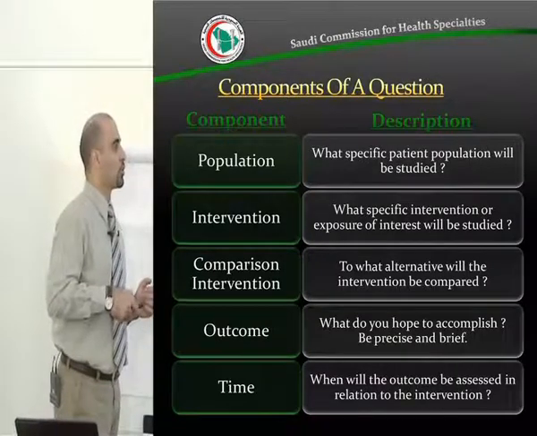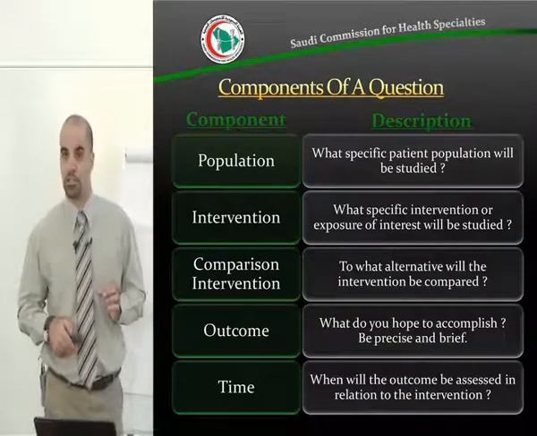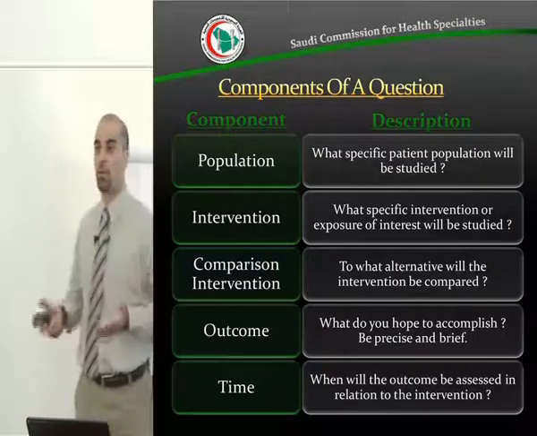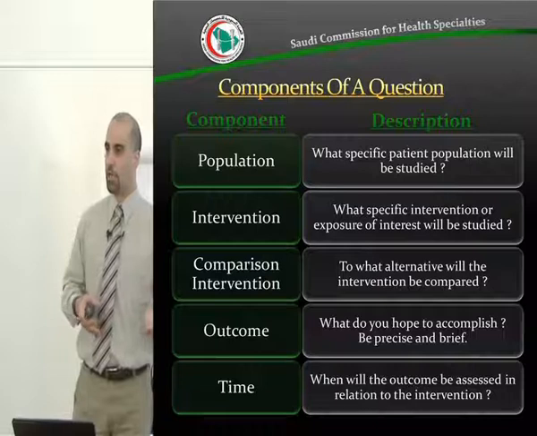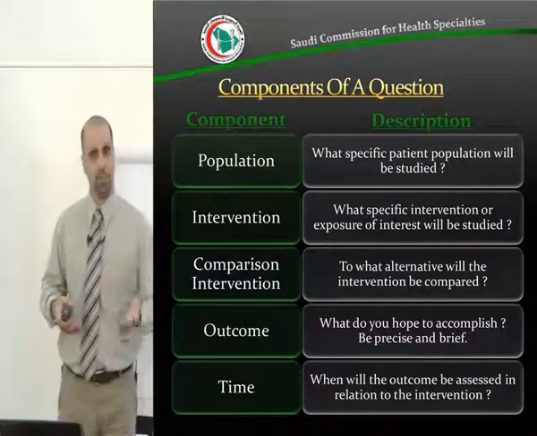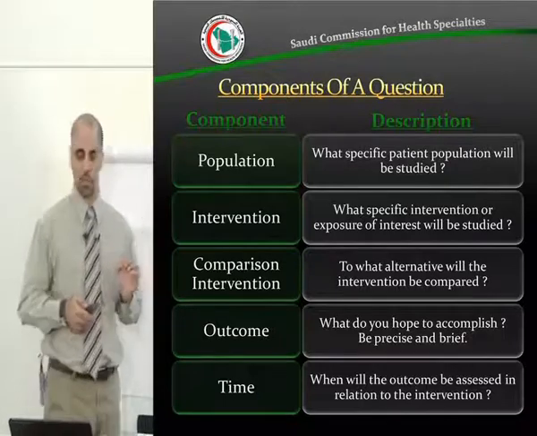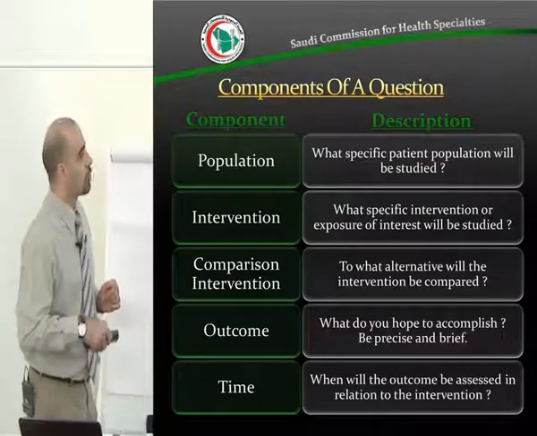The outcome is very important to be clarified in the research question. For example, what do you hope to accomplish? Be precise and brief. Am I looking at mortality, at survival, at quality of life, at hypertension as an outcome, and so on and so forth? So you have to identify in the research question what you are looking for, and of course the time.